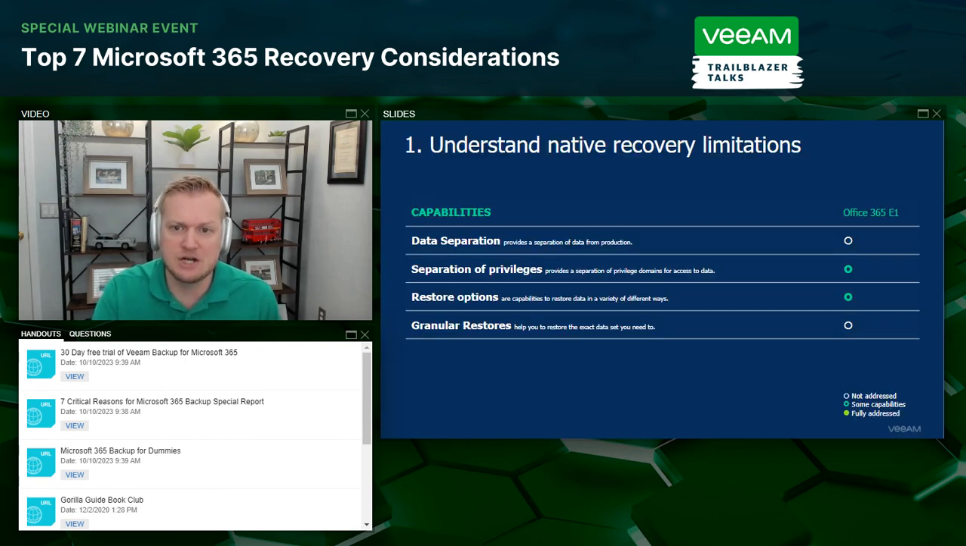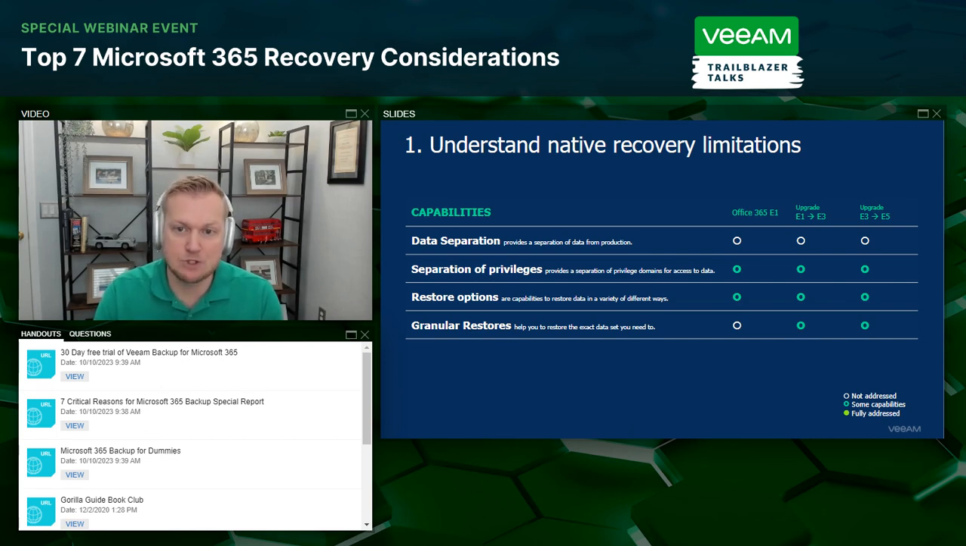Well, the first is understand the native recovery limitations, right? So let's first make sure that we know, and we've kind of summarized it here. If we look at E1, and you can see the bottom right, not addressed, some capabilities, and fully addressed. So you can clearly see when it comes to things like data separation, when it comes to things like granular restore, E1 is just not going to cut it if you're looking for those very enhanced recovery capabilities.